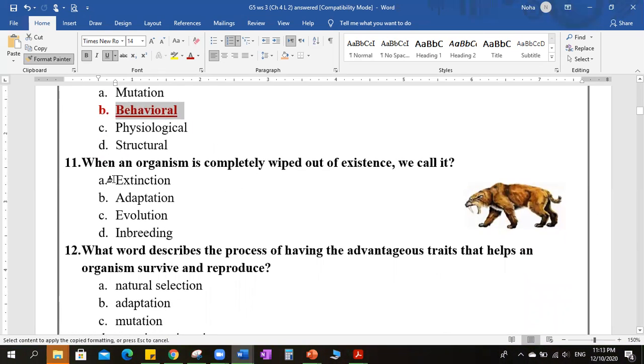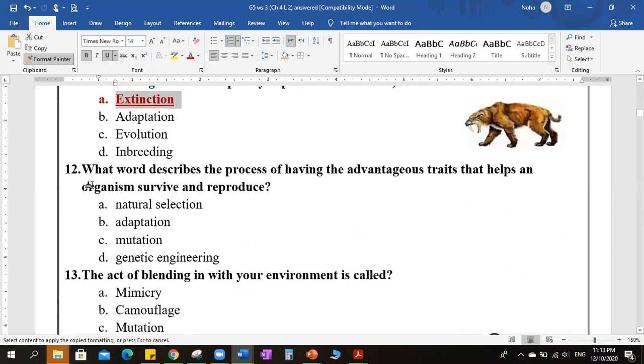Number 11, when an organism is completely wiped out of existence, we call it exactly extinction. That means it went extinct, which means it's not there anymore.